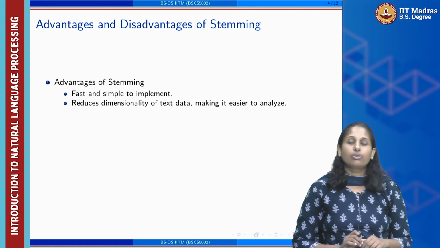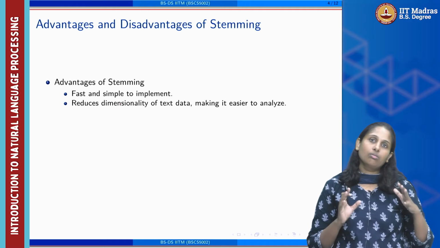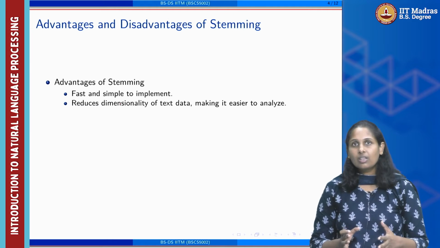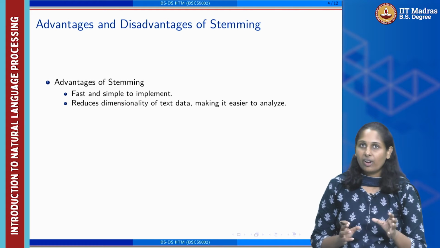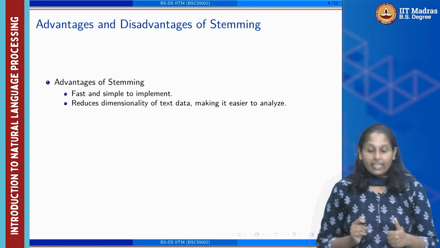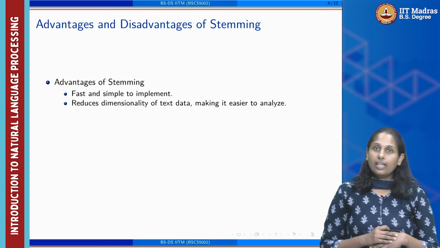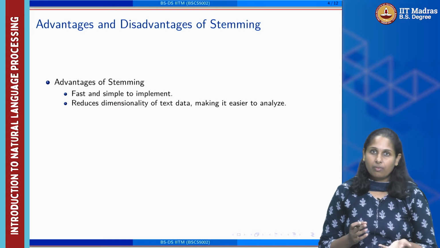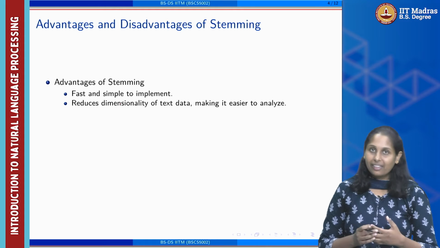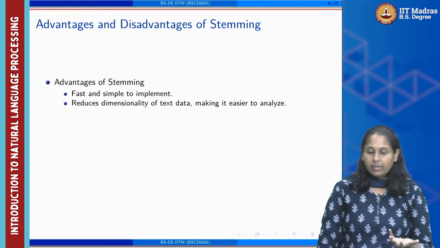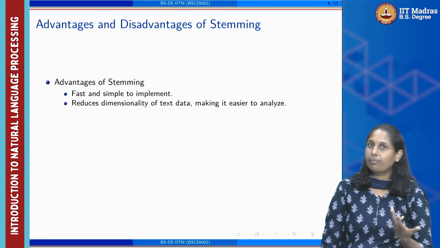Now, the advantage of using stemming is that it is fast and simple to implement. If we know the list of affixes in our language, we can simply put them as a bag of words, and pattern match using some kind of regular expression, and you can easily remove them. And it reduces the dimensionality of text data, making it easier to analyze. That is because each word that we carry might have a different meaning when it is pronounced or realized in a different way. So, sometimes using stemming, after removing the affixes, what we identify might be suitable for the context.